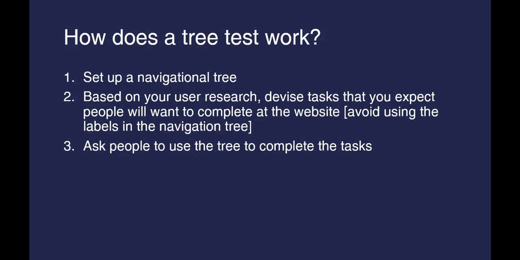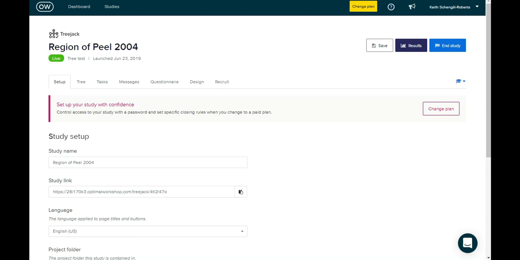So now I'm going to switch over to looking at Treejack. Again, thank you very much to the people at Optimal Workshop for providing this to us. I'm going to be looking at a website which I know is going to be familiar to everybody. This is the Region of Peel website. This is the same one I used for the demo of the card sort, so it's one that we're all hopefully familiar with.